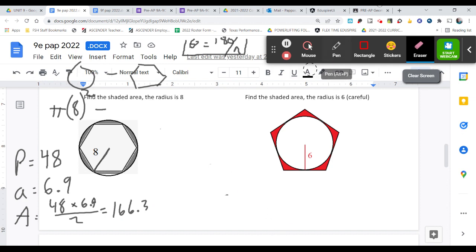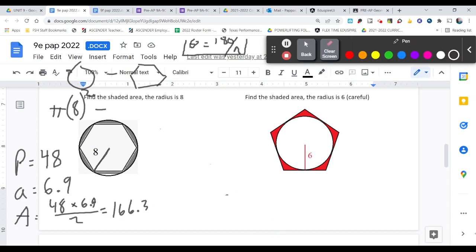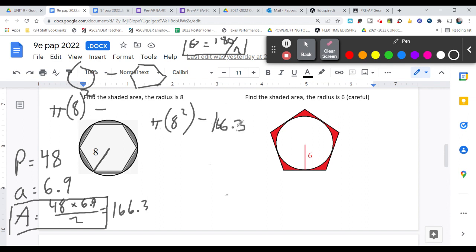Okay, so coming back to our original equation. So we have pi times 8 squared, which is our circle area, minus the hexagon area, which was perimeter times apothem divided by 2, which we said was 166.3. And the pi times 8 squared, was that like 200 something? It was about 201 maybe? 201, 200.96, I think, something like that. Y'all tell me, pi times 8 times 8. You said 201.